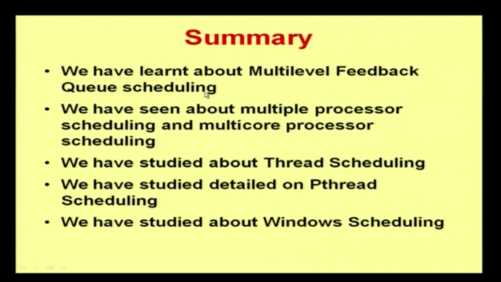Now let us summarize what we have seen in this session. We have learnt about multi-level feedback queue scheduling. We have seen multiple processor scheduling and multi-core processor scheduling, and the difference between them. Then we studied thread scheduling as well. I gave you a detailed look at Pthread scheduling. We have also studied Windows scheduling and how it is used in the Windows operating system.